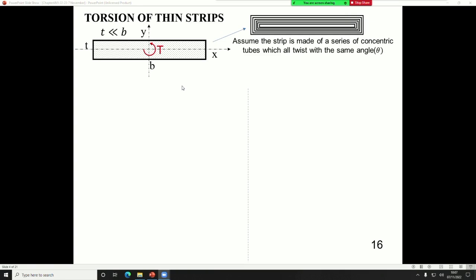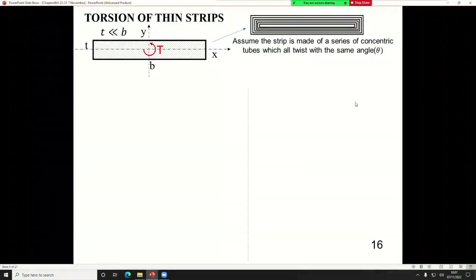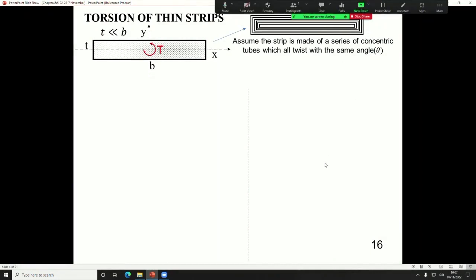Say this thin strip is made of a series of concentric tubes, similar to question 8, which I solved for you on a Friday. So we assume it's made of a series of concentric tubes, which are always stuck together. If we ignore all those sharp corners, we assume we've got fillets at all those sharp corners. So you can see we've got sharp corners. So imagine we've got fillets in those places.